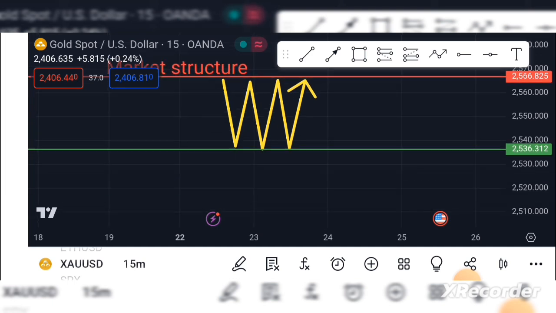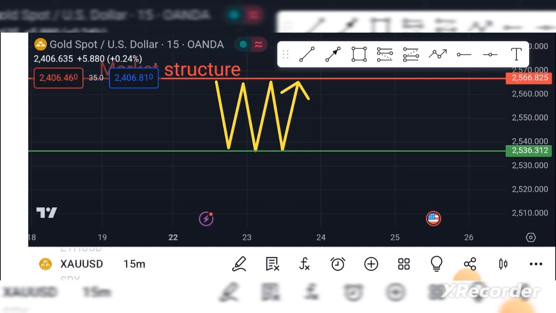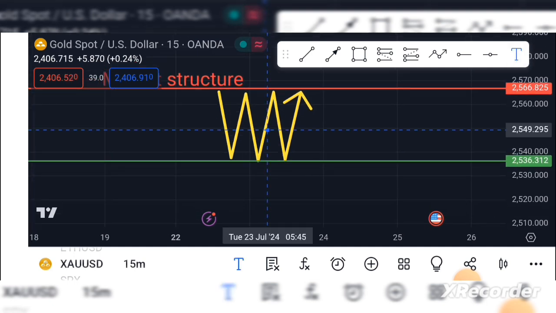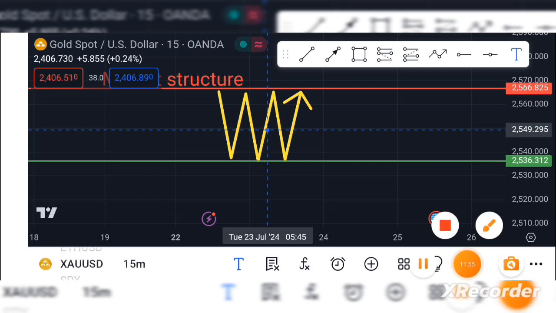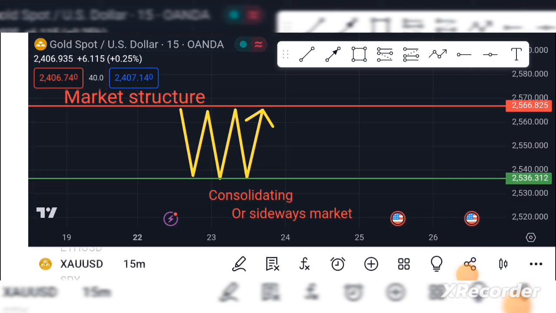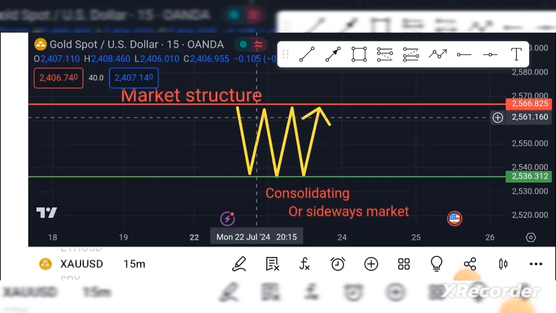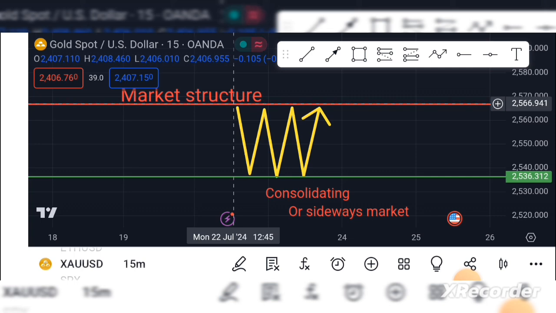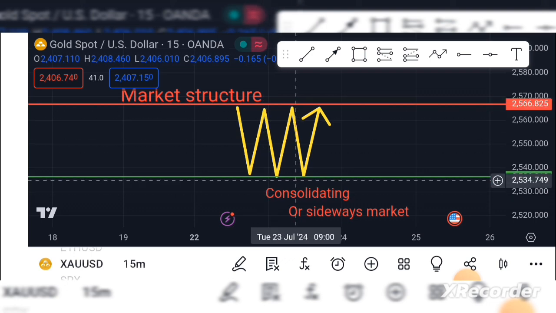We have already talked about uptrend, downtrend, and many other trends, and now we are going to talk about a consolidating or sideways market. You can see the market is just consolidating. You can see here we have equal high, equal high, equal high, equal low, equal high, equal low, equal high, equal low.